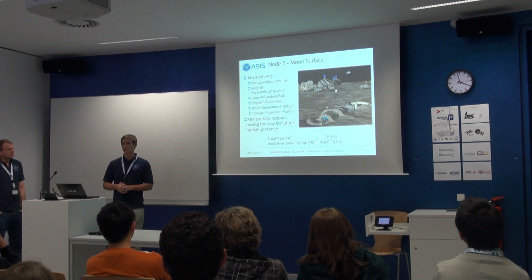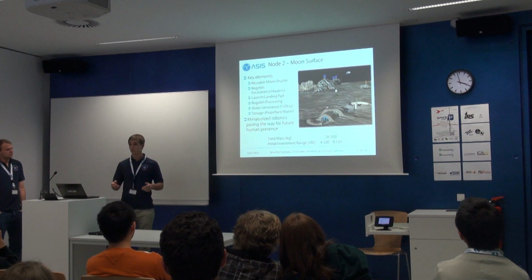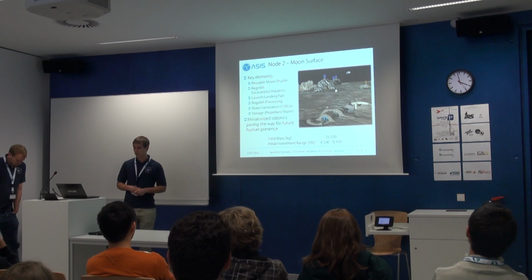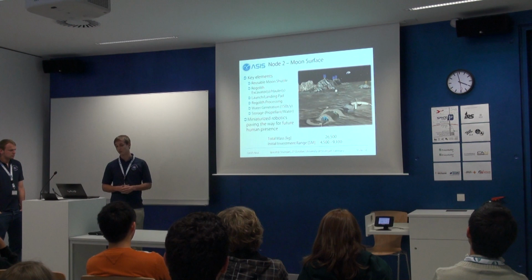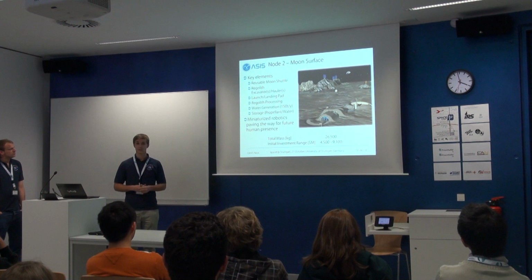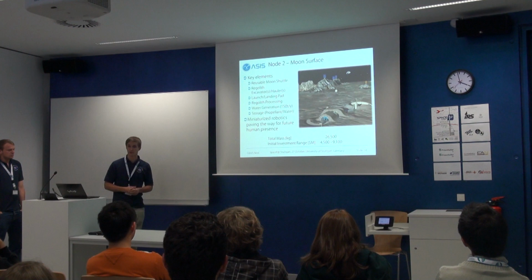Here, the key element, as you can see, is a reusable moon shuttle, which is going to transport the water and the propellant into the low lunar orbit from the moon surface. Then we also, of course, have regular excavators and haulers, a launch and landing pad for the mentioned moon shuttle, the regular processing facilities, water and propellant generation, and the storage for propellant and water.